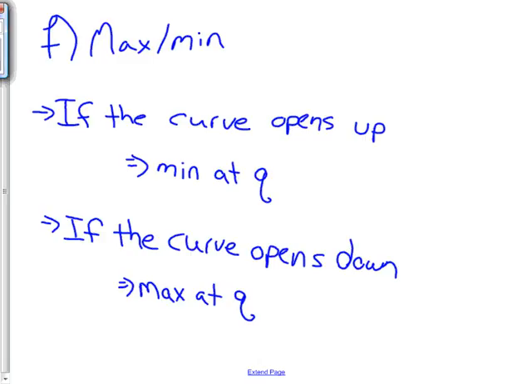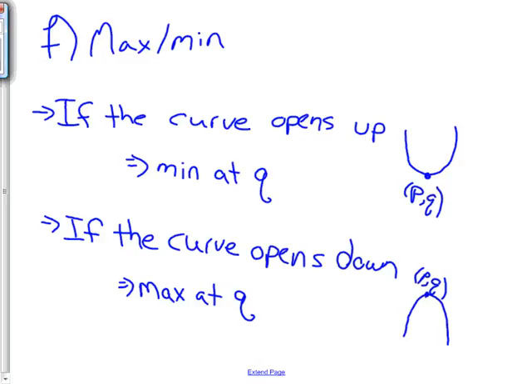There's only 2 things we need to know. If we have a concave up, or if it opens up, it means we have a parabola that looks like this. And down here at our vertex, p, q, the parabola is never going to go any lower than this point q. It's going to go down to q, go back up. That means the minimum value of our parabola is at q. Same thing if the curve opens down. We have a sad parabola. The parabola's going to go up to q and go right back down, so it never goes any higher.